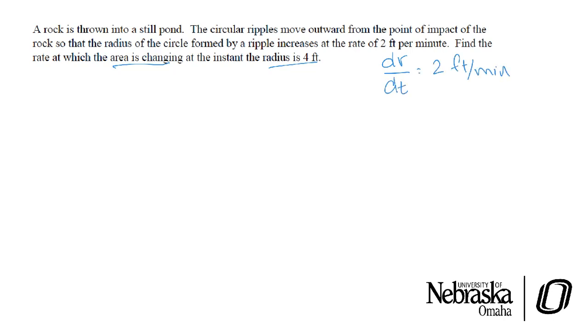Okay, so the area of a circle we know is A equals pi r squared. We want to know the rate at which the area is changing, so that's per time. So we're looking for dA dt. So if we take the derivative of both sides, derivative of A is just dA dt. Pi r squared, well, pi is just a constant. It's just a number, right? So we can ignore it. So derivative of r squared would be 2r dr dt.